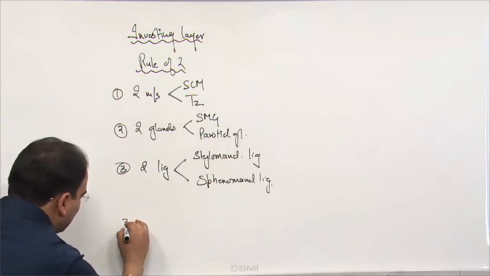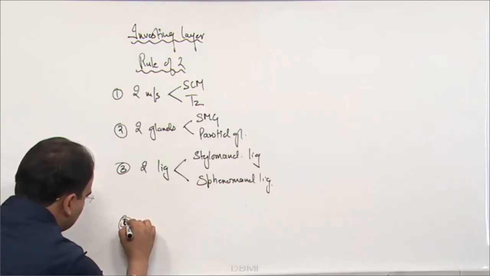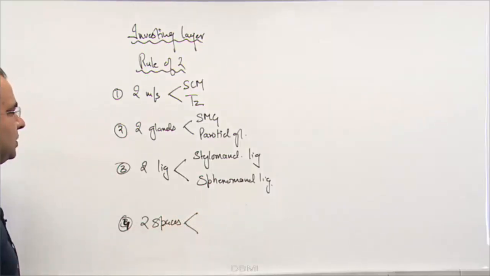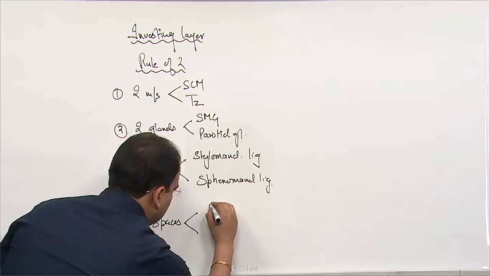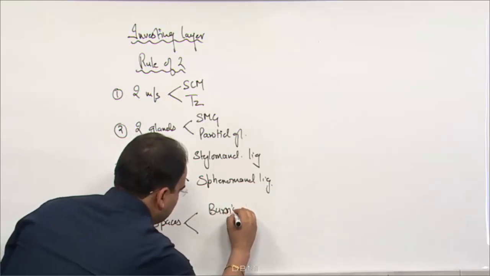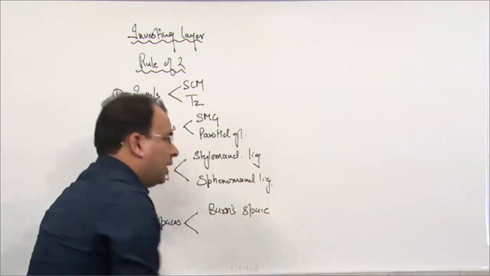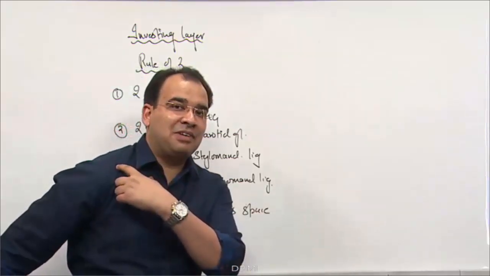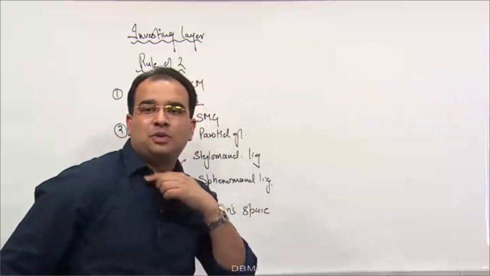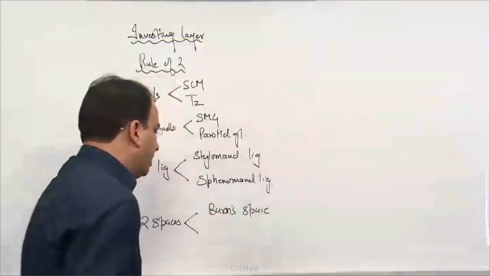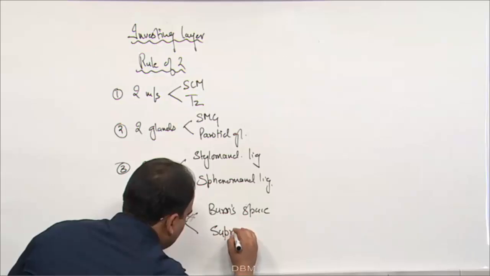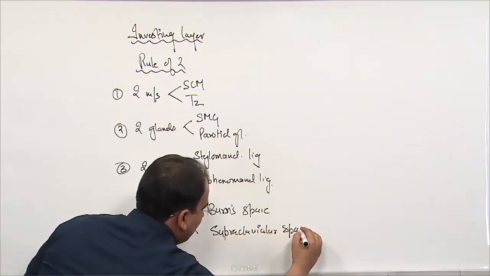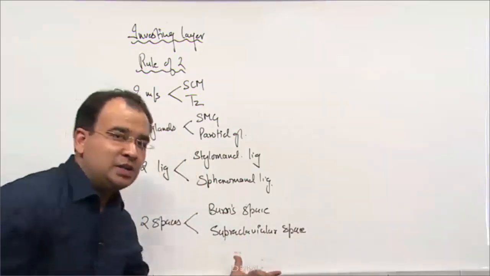And finally, it encloses two spaces. That is the Burns space, and Burns space is also called the suprasternal space. We also have a space above the clavicle, that is called the supraclavicular space. So there is a space above the manubrium as well as the clavicle. We already know the contents of Burns space and the contents of the supraclavicular space.